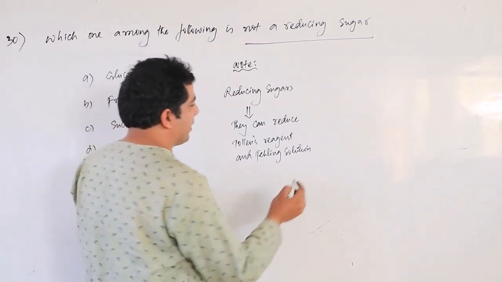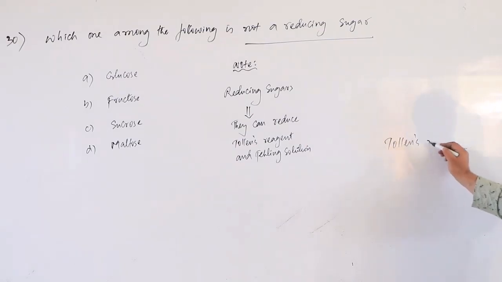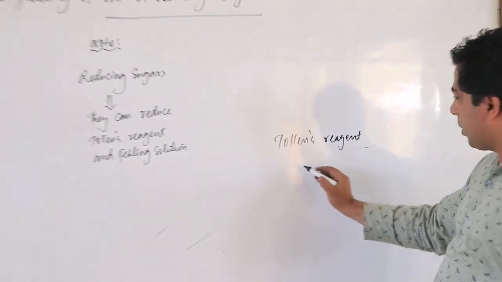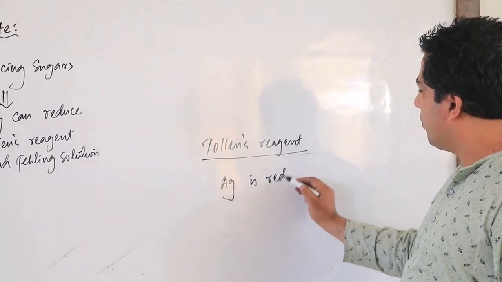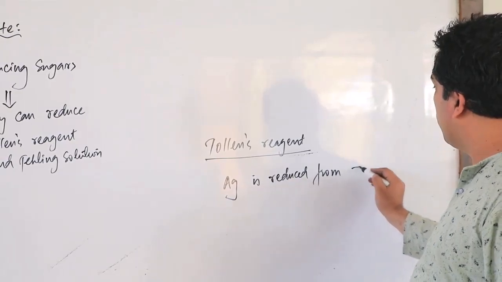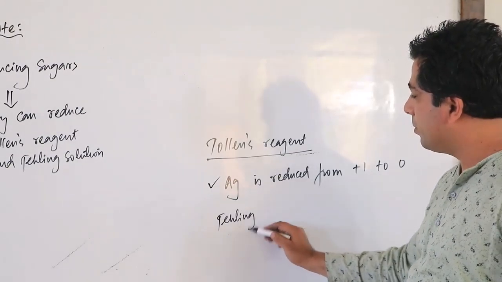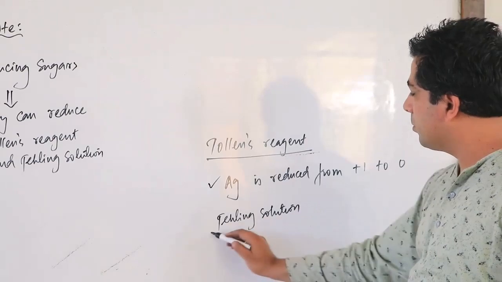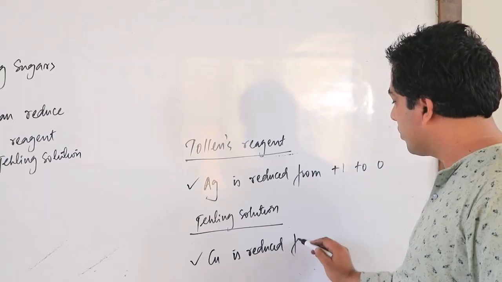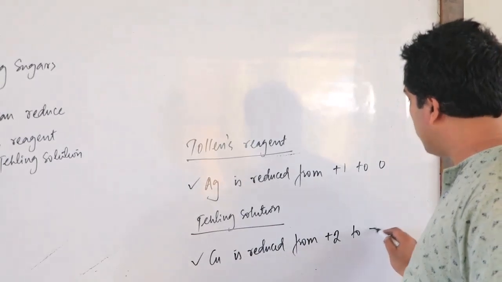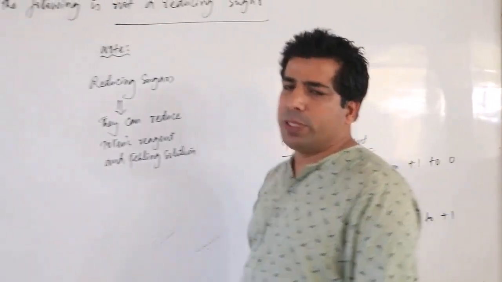In Tollens reagent, last time you remember, I have told you, silver Ag is reduced from +1 to 0 oxidation state. In Fehling's solution, copper is reduced from +2 oxidation state to +1. So who will reduce Tollens reagent and Fehling's solution? Your sugar molecules will reduce them.